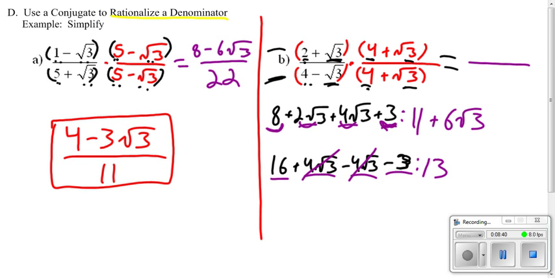So in the end, our answer is 11 plus 6 square roots of 3 over 13. And in this case, there is no greatest common factor because you can't divide anything by or out of 11, 13, and 6. So our final answer is right there.